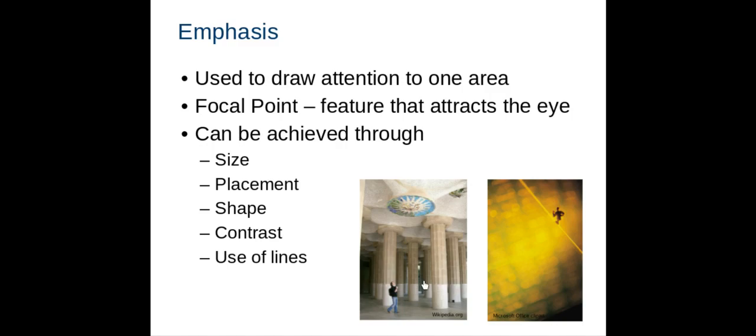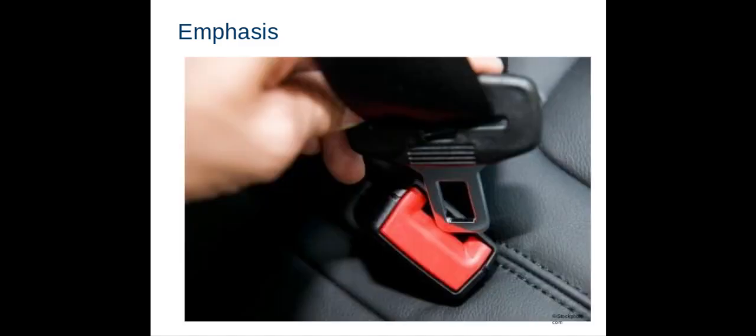In this image on the left, our eye is drawn to this drawing up on the ceiling, because even if you see the person, you want to look at where they're looking, and they're looking up at the ceiling. Emphasis can be achieved through size, by placement, by shape, contrast, or even use of lines. Emphasis is basically what they're trying to draw our eye to. This seatbelt, obviously, they're trying to emphasize the button that allows you to get out in case you need to get out of the seatbelt.